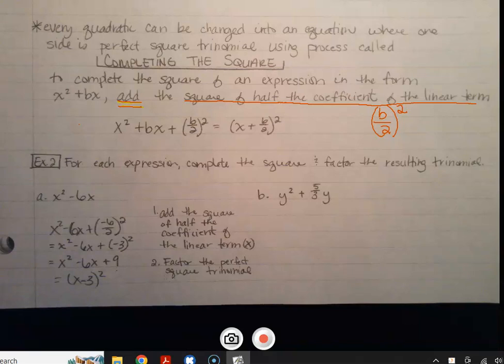That's 2. But if you then square, it's 4 again, and you've gone nowhere. Right. So let's look at example 2. We'll give it a whirl here. For each expression, complete the square and factor the resulting trinomial. So here's where we're starting.